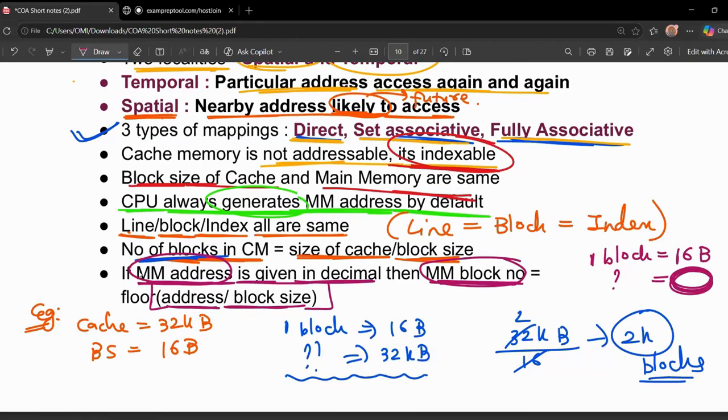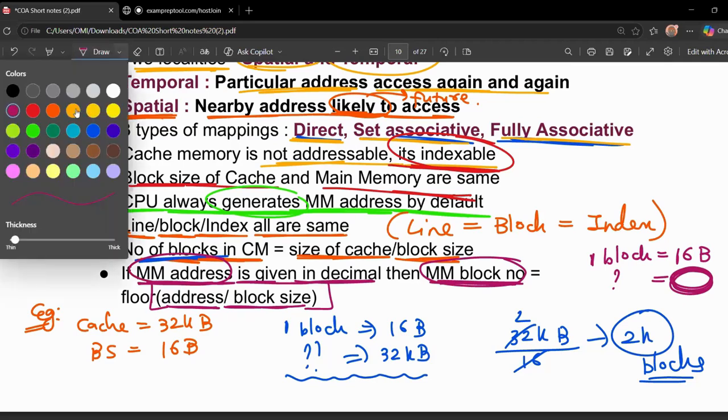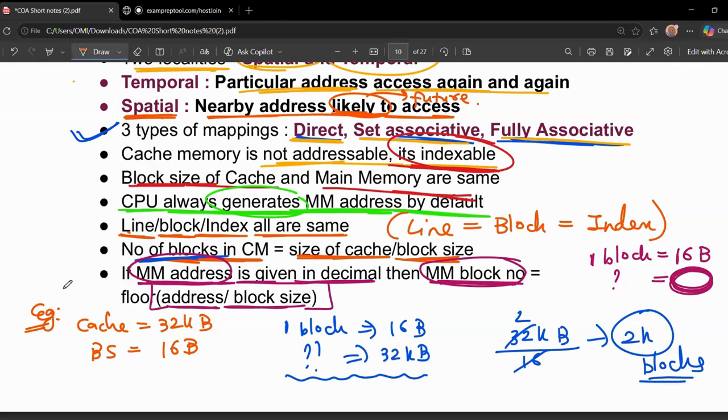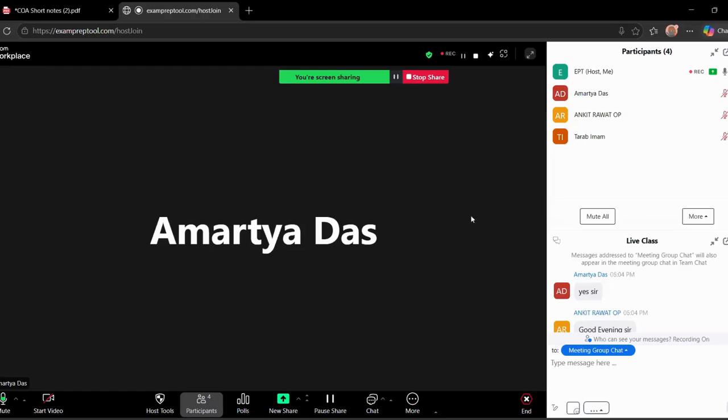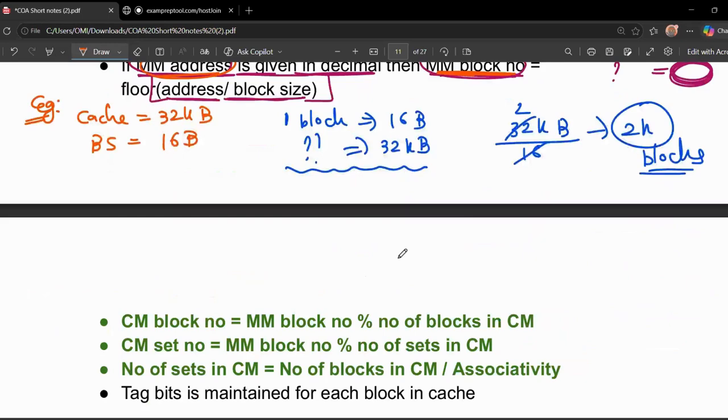So please see in the question what is given. See this very carefully, because students will make mistakes here only, if the main memory address is asked or the main memory block number is asked. Please see in the question.